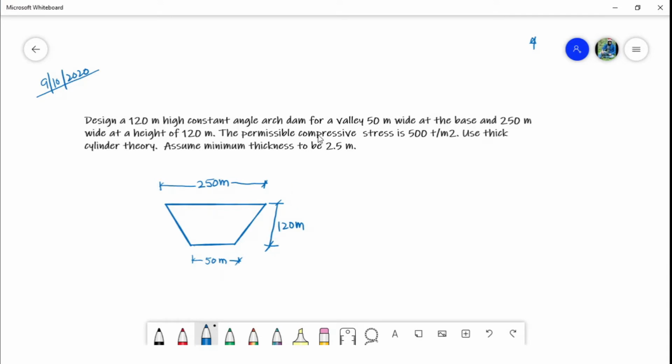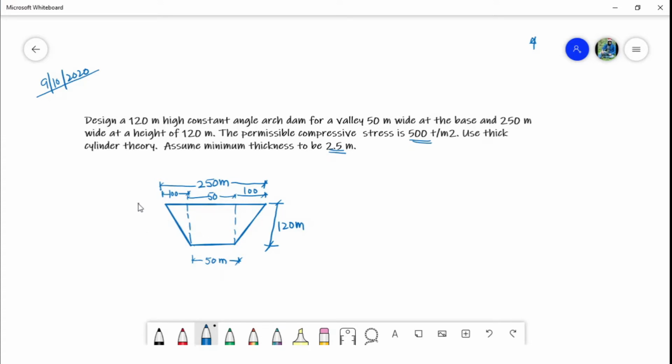The permissible compressive stress is given as 500 tons per meter square, and we will be assuming the minimum thickness to be 2.5 meter. Suppose that this is symmetrical, so this will be 50, and this will be 100, and this will also be 100.